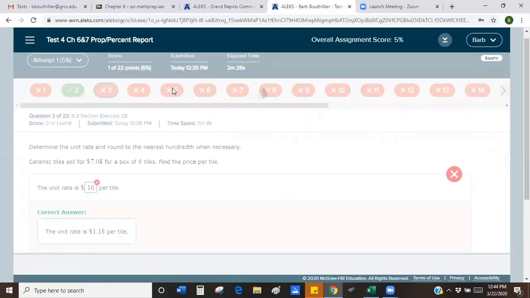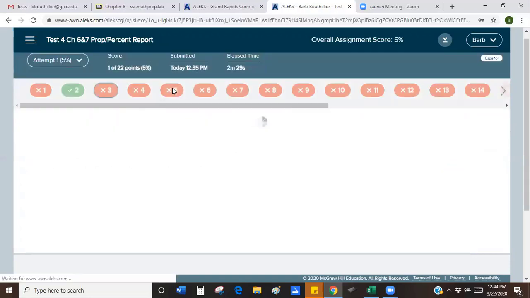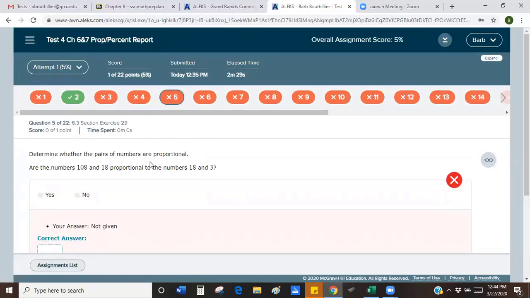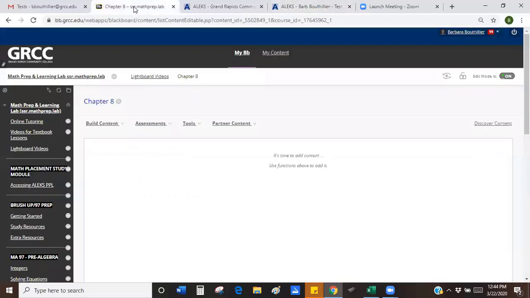On this one, I'm just looking at some of them randomly. Proportional. So I would Google determining whether pairs of numbers are proportional and then look in videos. So you can get some extra help there, or you can go to, I'm trying to go to Blackboard here.